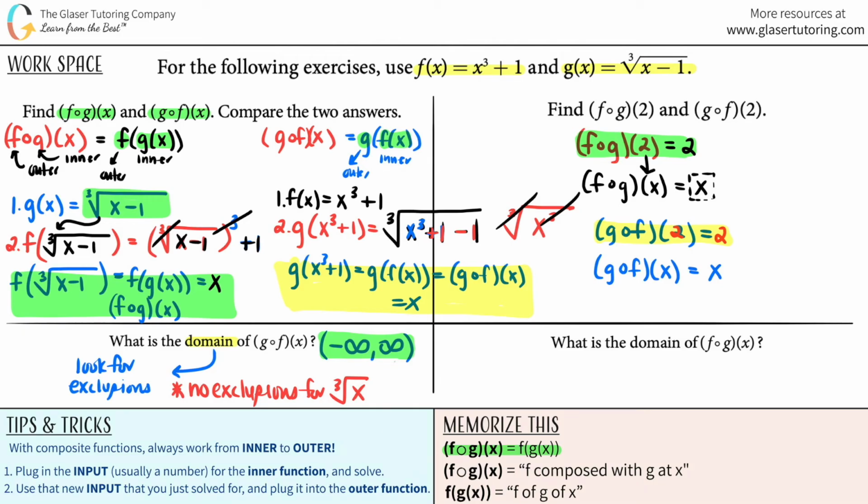And then the same thing for this one. Since it was a cubed root and not a square root, and we have no fractions here, there's nothing with denominators, it's the same exact idea. There are no exclusions for cube roots. So all real numbers. So if you want to write all real numbers, or if you want to give domain notation, negative infinity all the way to positive infinity, that's the same exact answer as well. And there you go.